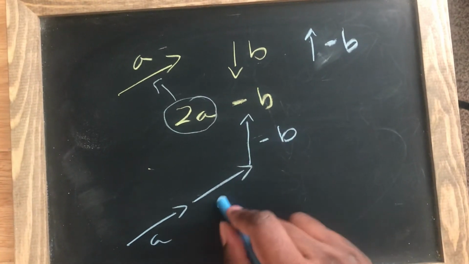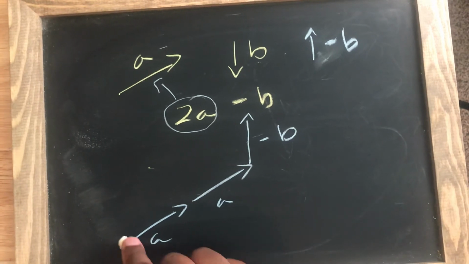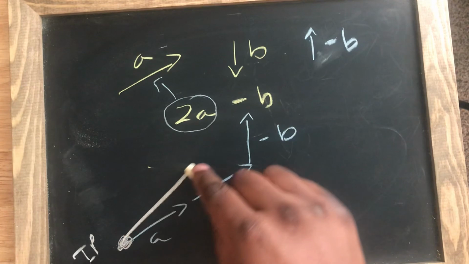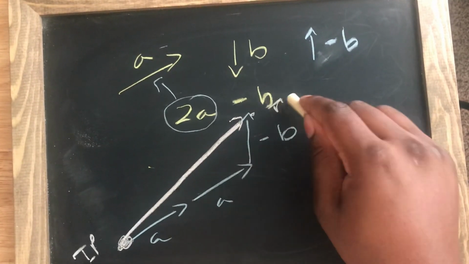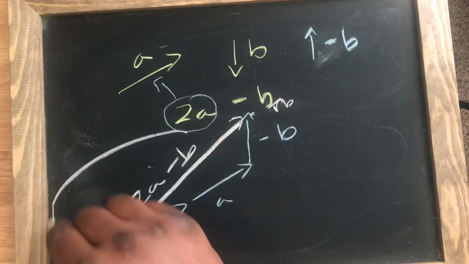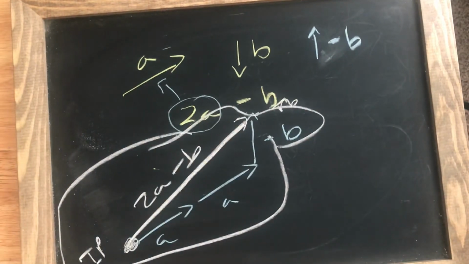This is A, this is A. So now what we do is we put it all together. We start with our initial point, and we end at this terminal point. And this right here is 2A minus B. That's it.